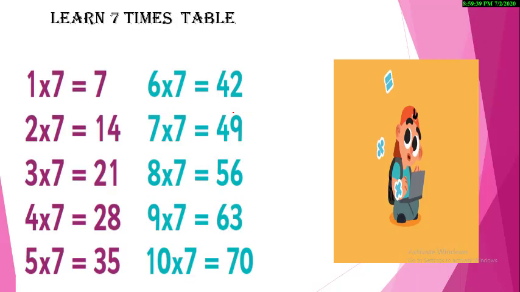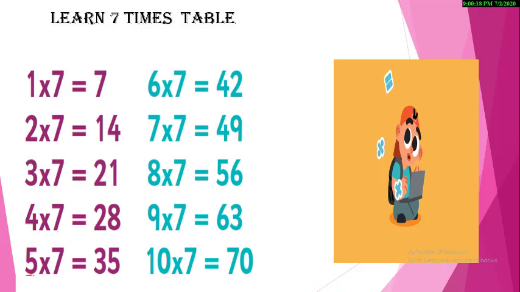So let's have a look. After learning that sequence, your task is very easy, because everybody knows 7 1s are, or 1 7s are 7. You have already learned the 2 times table in grade 2, so you know that 2 7s are, or 7 2s are, 14. You have already learned the 3 times table, so 3 7s are 21, or 7 3s are 21. Your task is also done. The 4 times table is something you have also learned in grade 2. So 4 7s are 28, or 7 4s are 28.